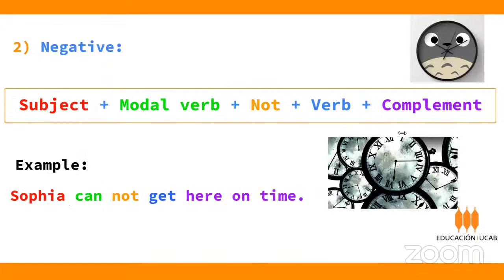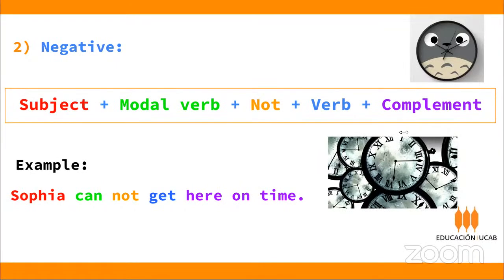Now the negative. Jesus, you can read the structure, please. Okay, Sofia cannot get here on time. No, read me the structure, not the sample, please. Okay. Subject, plus modal verb, plus not, plus verb, plus complement. Okay, thanks. The sample is Sophia cannot get here in time. If we compare it with the structure, the subject is Sophia, the modal verb is can, we have the not, the verb is get, and the complement is here on time.